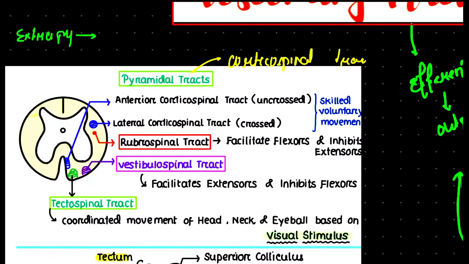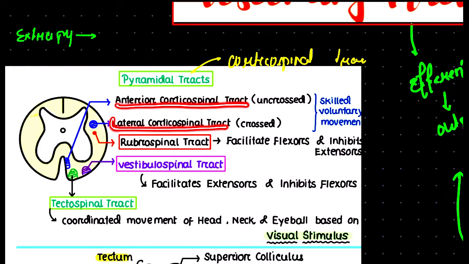As I said, this is our spinal cord. We said that we will be looking at the location of different tracts in the spinal cord. This is the gray matter of the spinal cord. As I mentioned, the pyramidal tract consists of two types of tract: one is the anterior corticospinal tract and one is the lateral corticospinal tract.